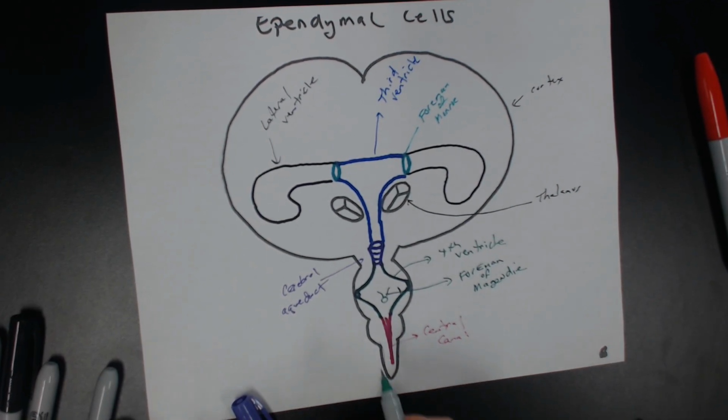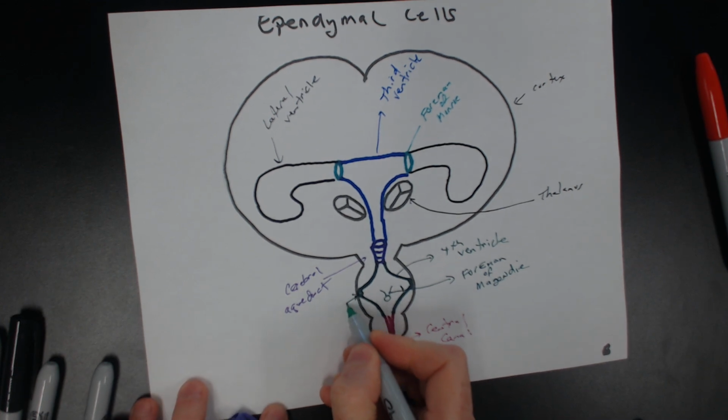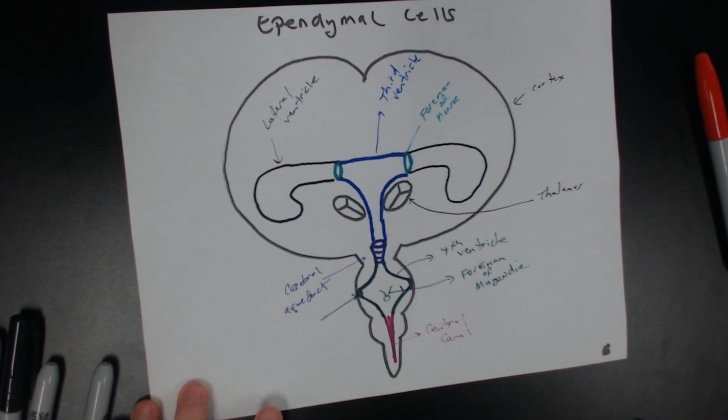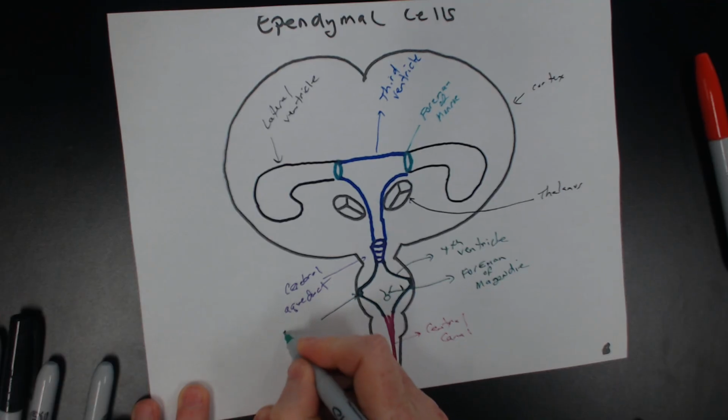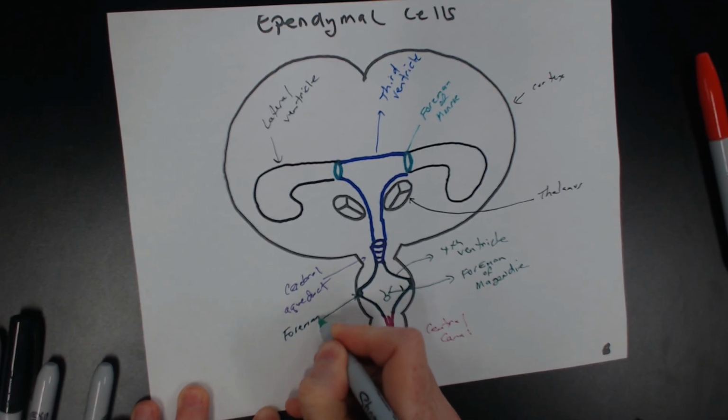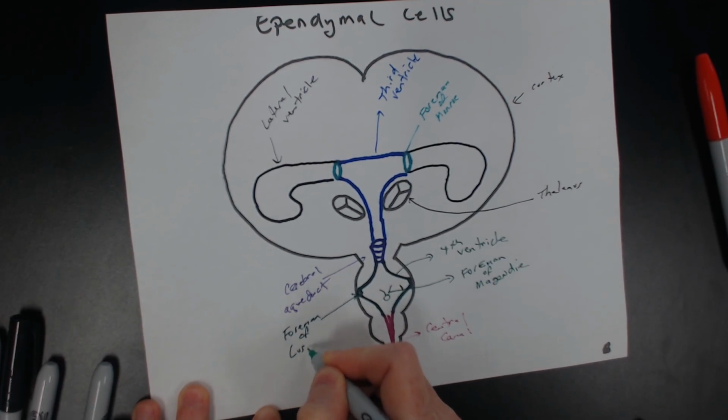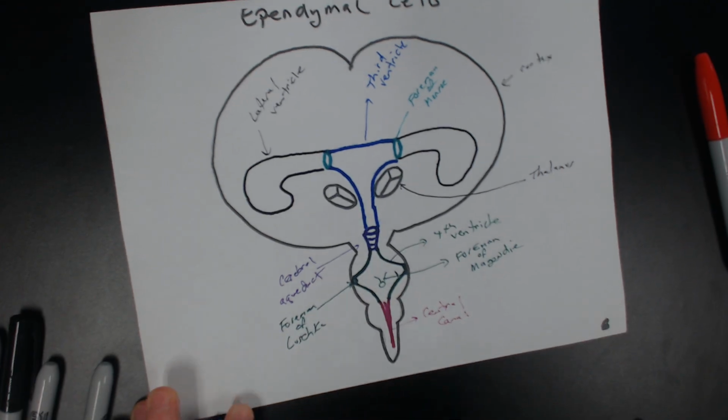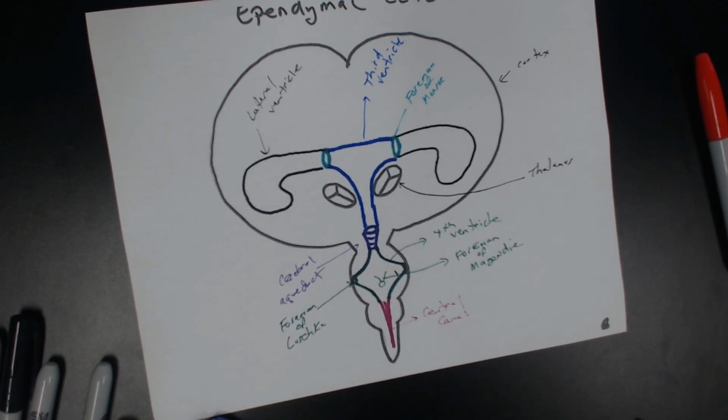And then you have these two openings here on the side. Anybody? Luschka, yeah, foramen of Luschka. So there's one on either side. L for Luschka, L for lateral, two on the outside.